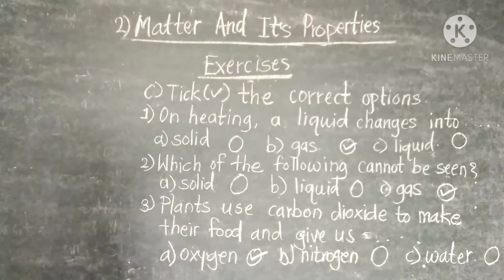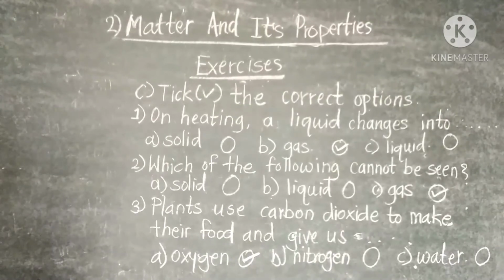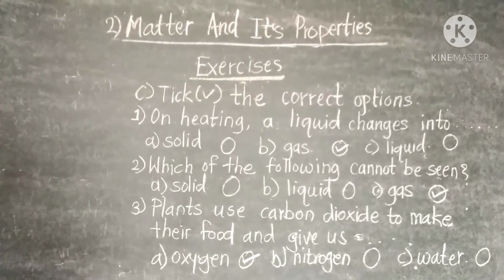Once again I am repeating this. Pick the correct options. One, on heating, a liquid changes into gas. Second, which of the following cannot be seen? Gas. Third, plants use carbon dioxide to make their food and give us oxygen. In this way you should write. We will see the next question.